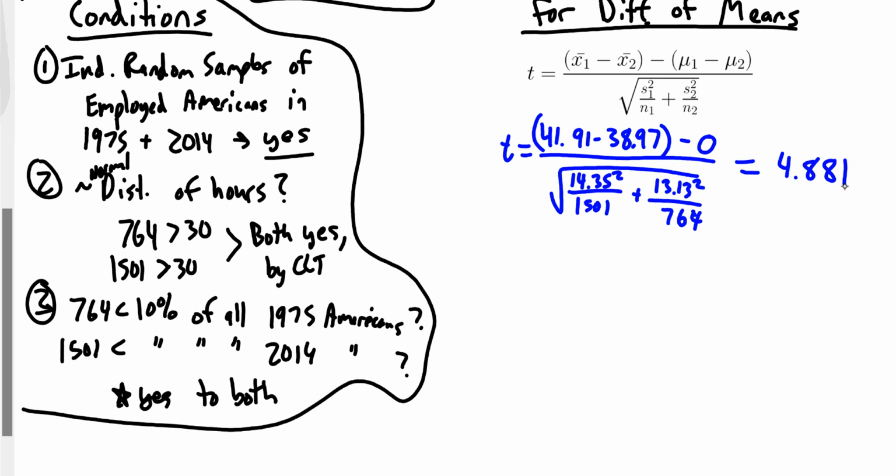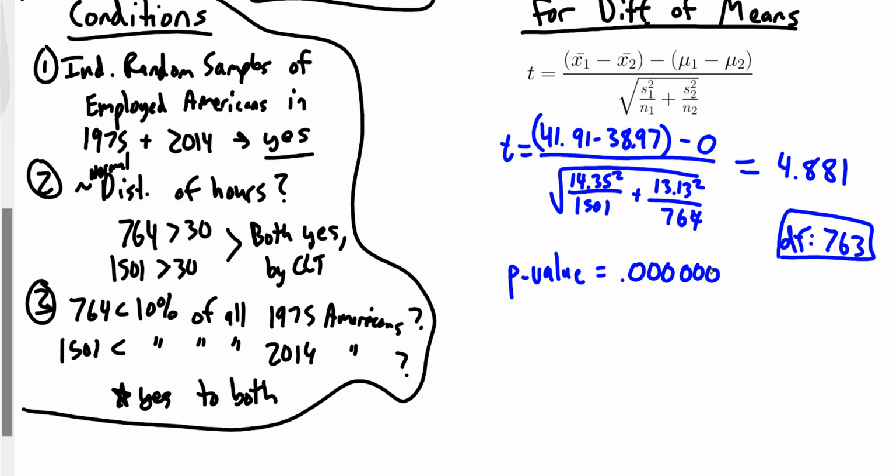Now go to tcdf. I'm going to use the degrees of freedom. The smaller of the two would be, well, 763, technically. That will give me a p-value equal to 0.0000000. Well, I have to double it because it is two-sided. I still get essentially 0. So I'm going to write 0.0000 plus, because there are still a couple more zeros. That's going to be my p-value, and that's what I'm going to use to make my conclusion.